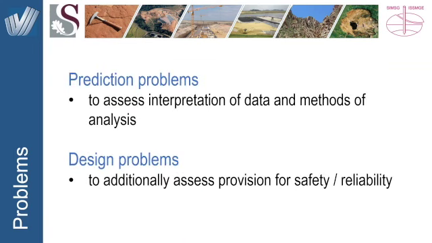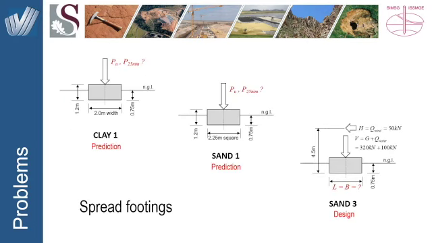The problems themselves, as I mentioned, some of them are prediction problems. We have to assess the interpretation of data and methods of analysis. That is what they want to achieve, to see what practicing engineers do to analyze and how they interpret the data. And then the other set are design problems, to assess the safety and reliability of the structure. So these are the outcomes that the committee is looking for, to see whether we are over designing or not.